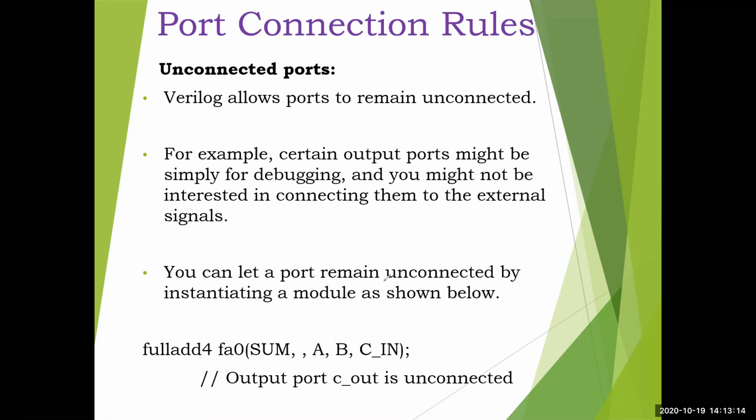You can let a port remain unconnected by instantiating a module as shown below. Here I have taken the 4-bit full adder example with an instance name 0. Sum is the output. The output port Cout is unconnected here. Just with a space and comma we have shown that it is unconnected. That means whatever output comes there, we are not interested. We are only interested in sum, the remaining is left as it is. So this is a rule called unconnected ports. This is about the port connection rules you need to remember.